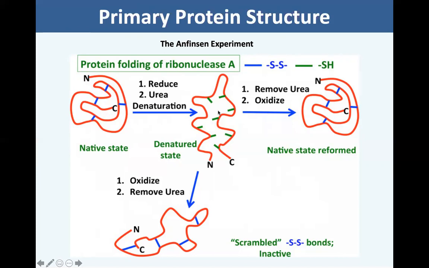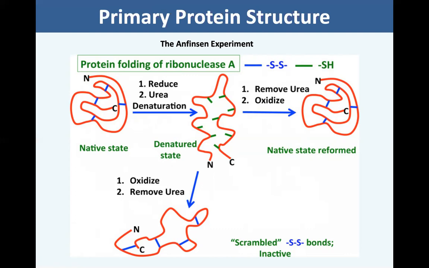And then what he did was he did one of two things. He took half of this material that's denatured and he removed the urea and then he oxidized it again. And what turned out remarkably is that the cysteine residues found themselves and re-oxidized to form disulfide bridges that mimic the native state, okay? But if he did the reciprocal where he oxidized them first and then removed the urea, the cysteine residues couldn't find themselves. They actually made these things called scrambled structures, and they're inactive.